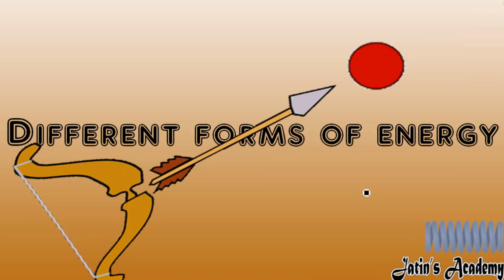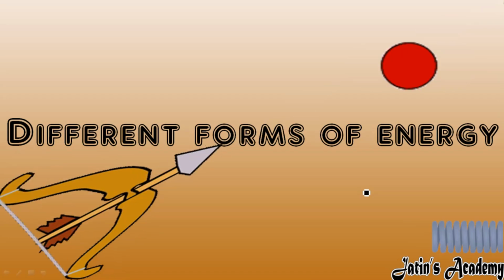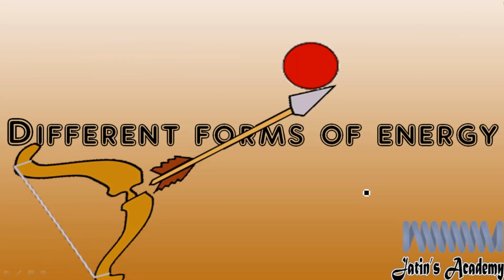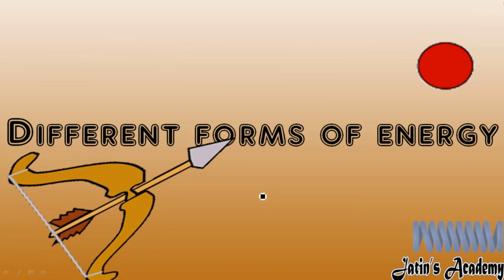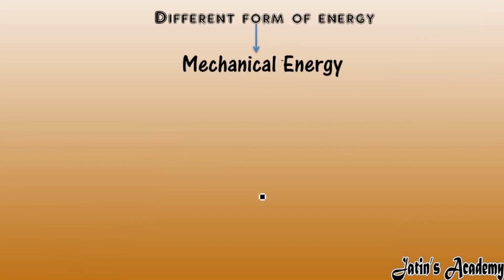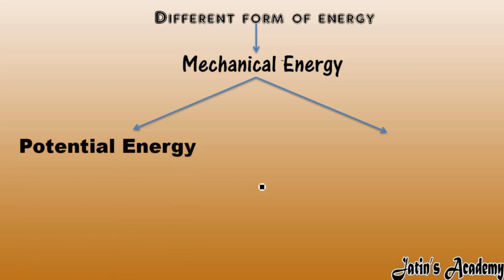Next we have different forms of energy. So in this part we will see how many types of energy exist in nature. We will see the different forms of energy. So first we have mechanical energy. Mechanical energy is divided into two parts. First is potential energy, second is kinetic energy.